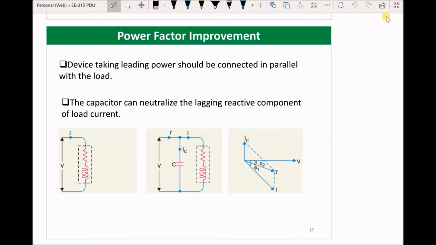If you look at the figure in the middle, you will be able to locate the connected capacitor, and also on the right hand side the current phasor in the dotted line. This current phasor I dash is the one with reduced phase difference with respect to the voltage, and which eventually can assist in improving the power factor.